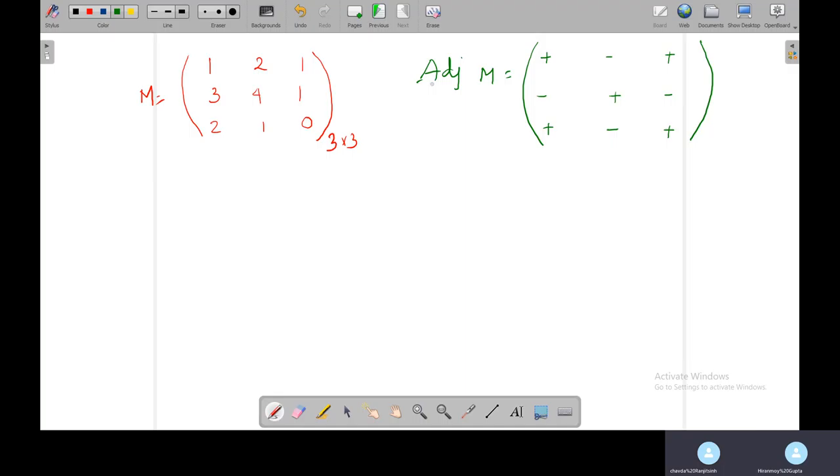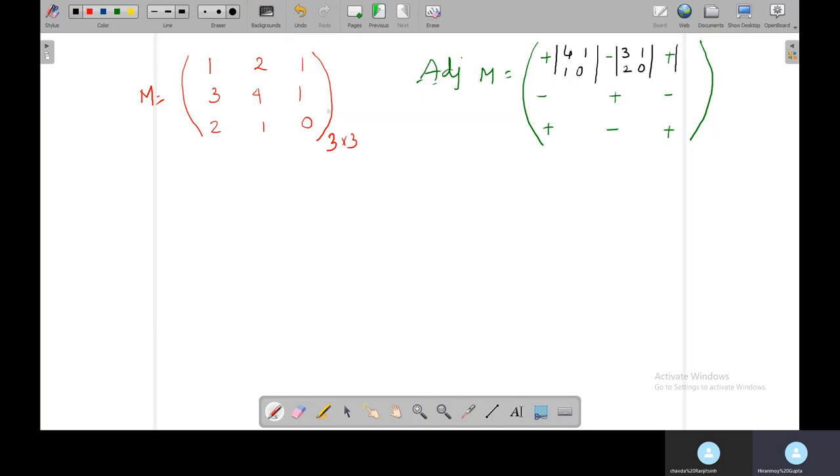Okay? Clear? Now, how are you going to do that? If you consider the first value, and I omit its row and column, I have 4, 1, 1, 0 as my matrix. As you have already studied about determinant, that determinant should come over here. Next one, similarly the second position. Second position means you have to cross this. So what is remaining? 3, 1, 2, 0. So we are going to write over here 3, 1, 2, 0.